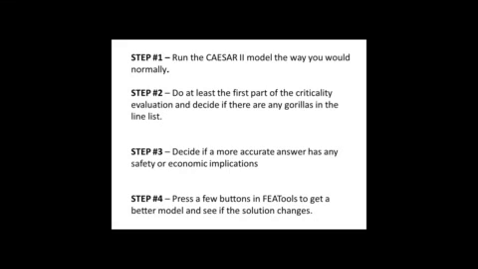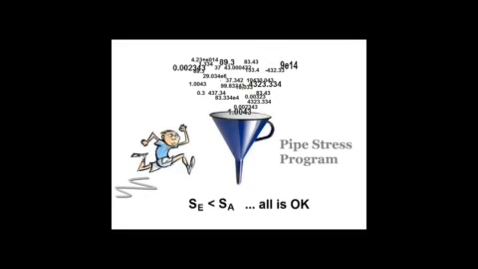Next, we decide if a more accurate answer has any safety or economic implications. If the stresses are low, then we don't worry about it. If the stresses are high and we feel like we need to follow the FEA tools path, we press a few buttons, get a better Caesar model, and see if anything has changed. So this is what we're trying to prevent 10% of the time.